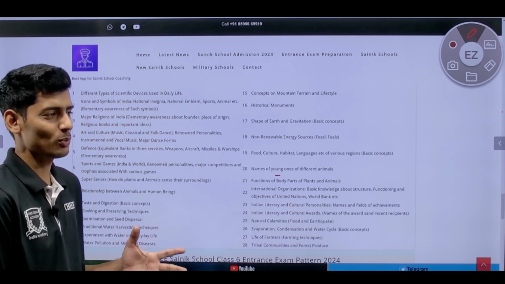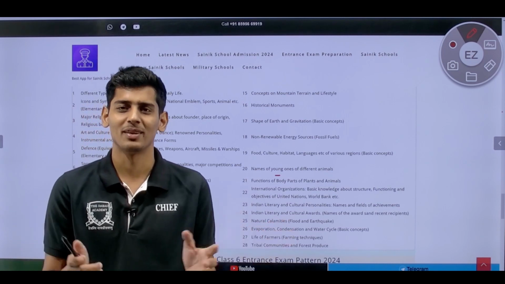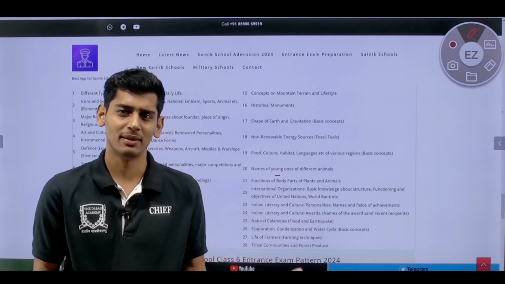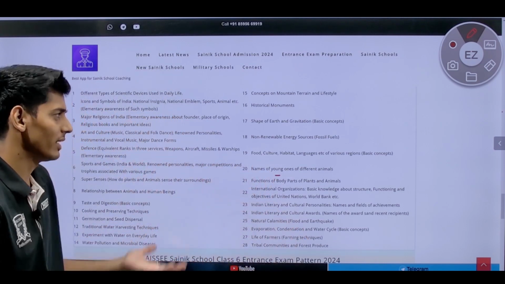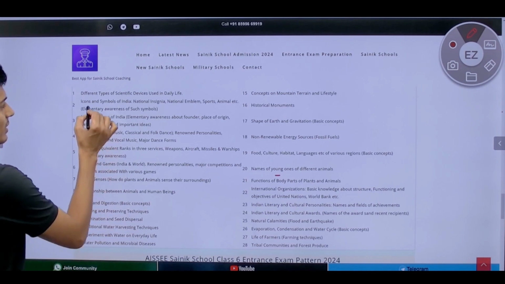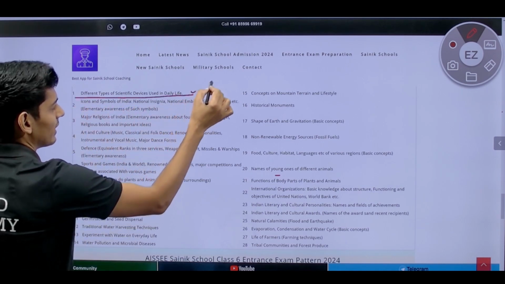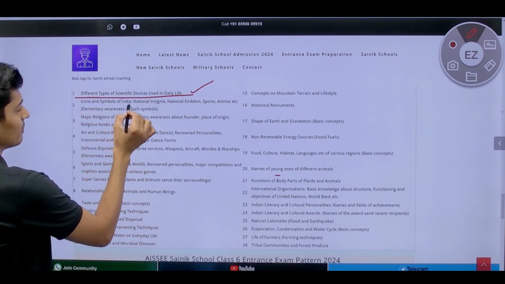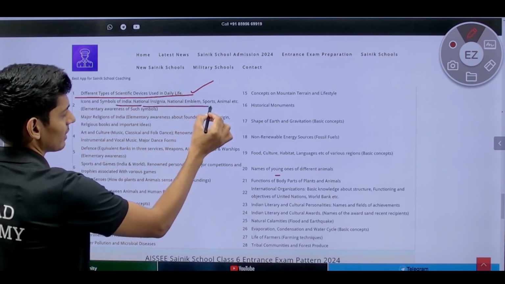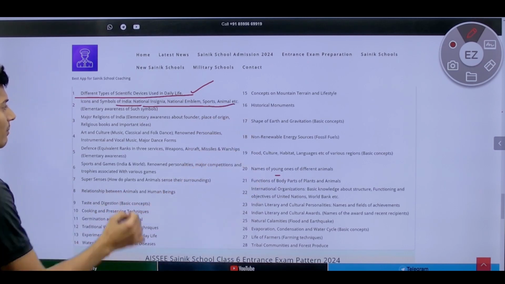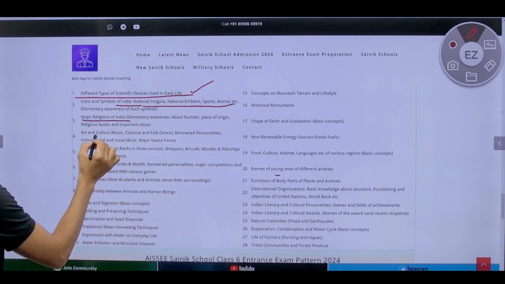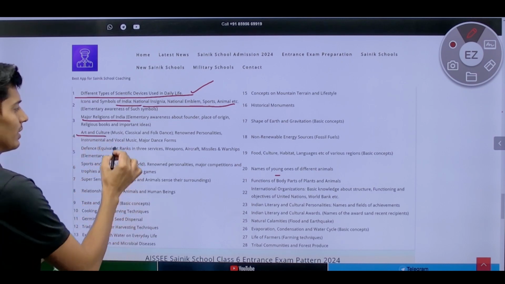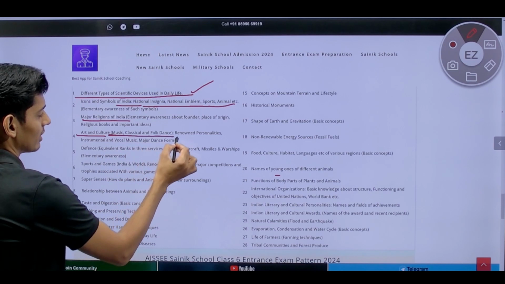So the scope of GK topics is really huge. Sometimes it's a challenge to cover that many concepts for any child, but still I will narrate the names of topics. The first one is the different types of scientific devices used in daily lives. Then you have icons and symbols of India, national insignia, national emblems, sports, animals, etc. Major religions of India is chapter number 3. Then art and culture. The scope of art and culture could be anything actually. And we have musical, classical, folk dances.